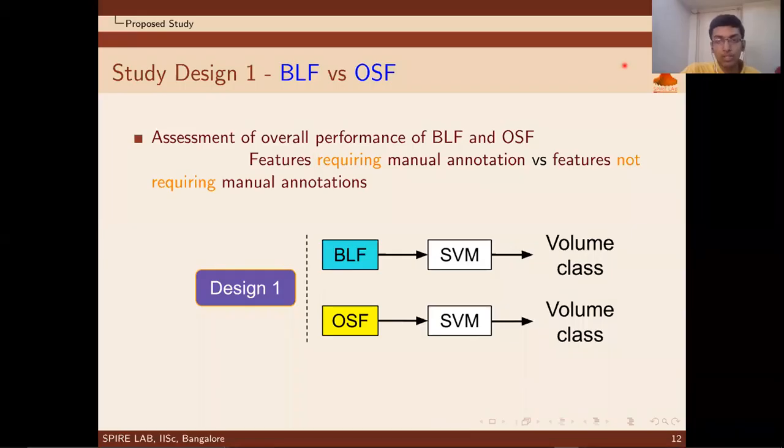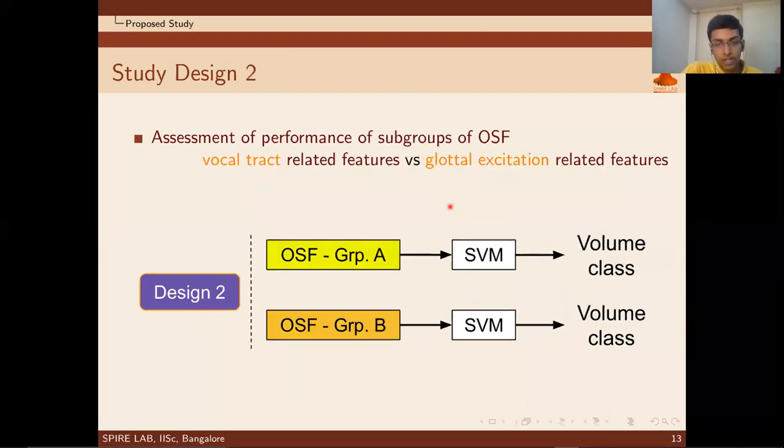We carried out 3 different studies to find out the best performing features for volume classification. In the first study, we compared the overall performance of baseline features, referred to as BLF, against that of the OS features, referred to as OSF. In the second study, the performance of the two subgroups of OSF, the vocal tract based and the glottal excitation based features, were assessed. Following this, the performance of each low-level feature category with all its functionals in OSF was assessed.